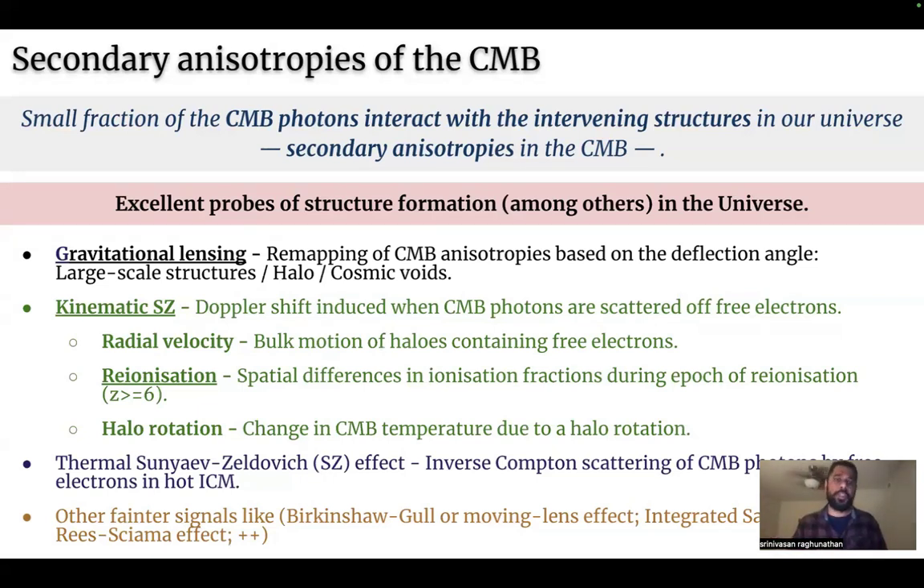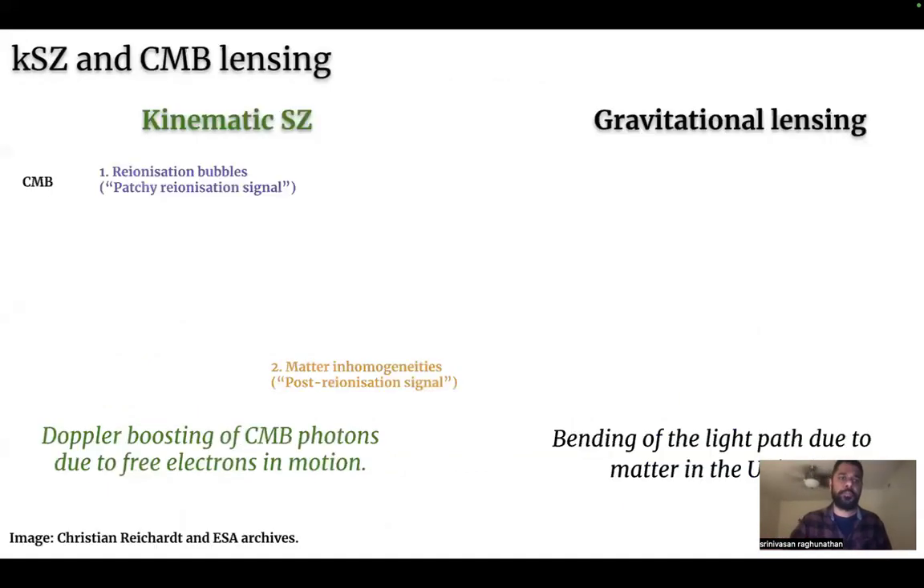This is basically due to inverse Compton scattering of CMB photons off electrons in the universe. These are the free electrons living in ionized regions, mostly galaxy clusters. Okay, so hot regions in the universe. Besides these, there are also other fainter signals like the moving lens effect and the integrated Sachs-Wolfe effect. These are all much fainter, so I'm not going to go into detail about those.